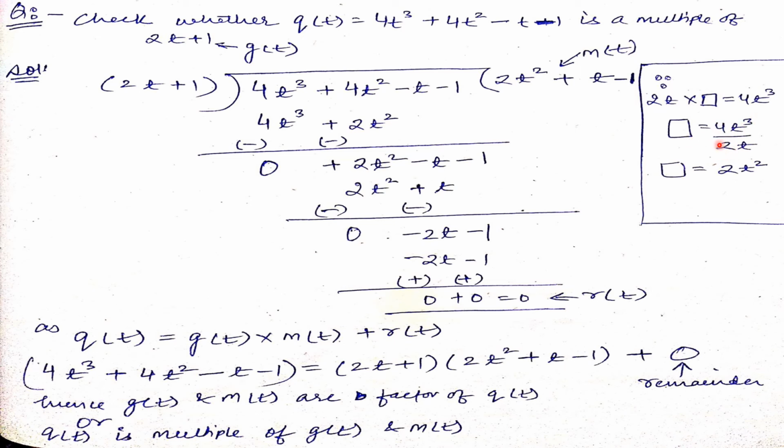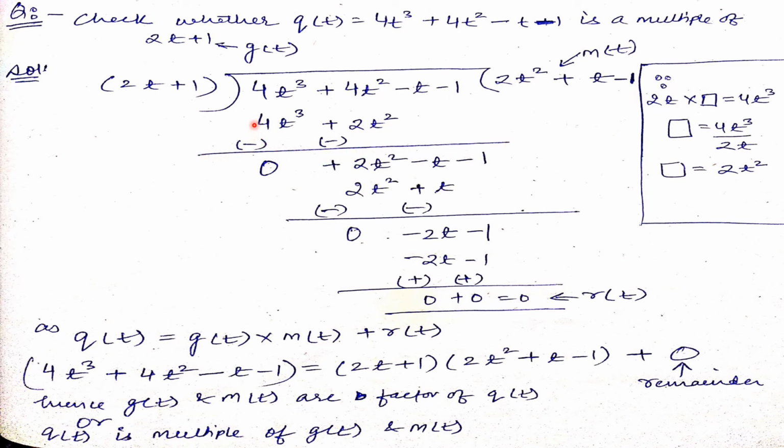2 from 2 cancel. 2 2s are 4. We have got 2 and t power 1, t power 3. So we have got t power 2. So this is the first quotient term, that is 2t square. This we have written over here. Now you can check 2t into 2t square equal to 4t cube. First term. Second is 1 into 2t square is how much? 2t square. Now same procedure, draw this line, change the signs.